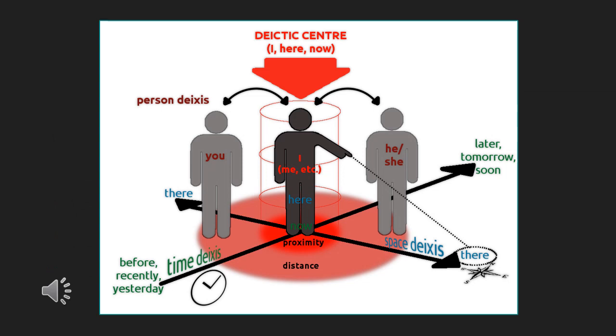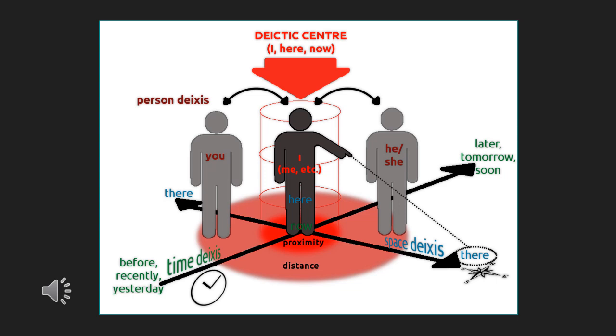This is a diagram of the traditional deixis. Here there is person deixis. The deictic center, or I, is pointing out or having a conversation with the addressee, you or she, and that is what we call person deixis.